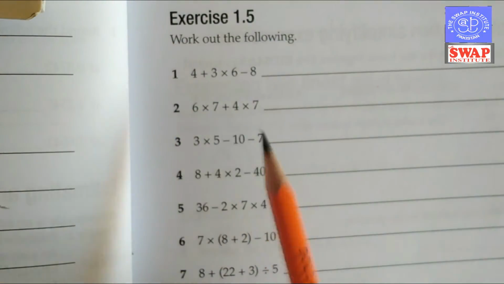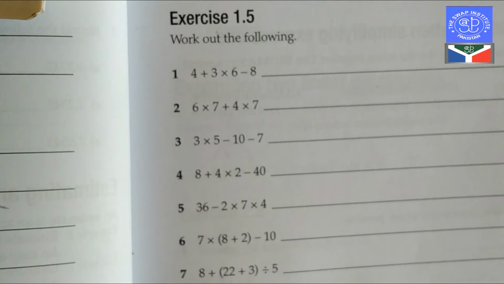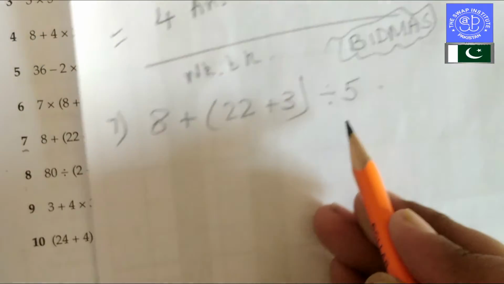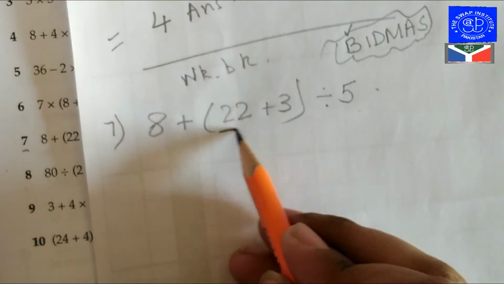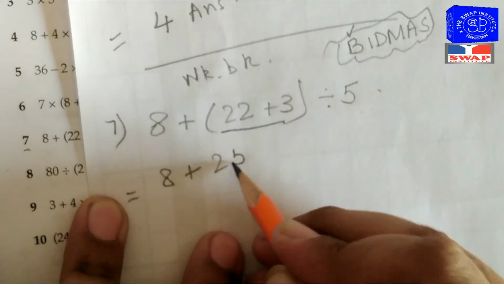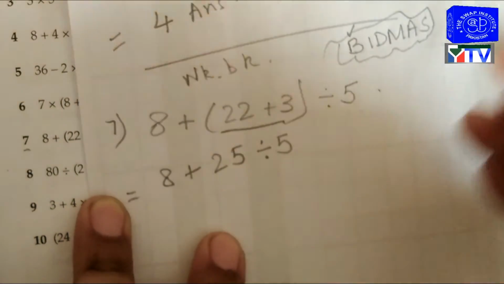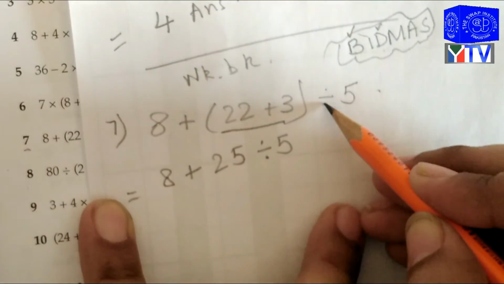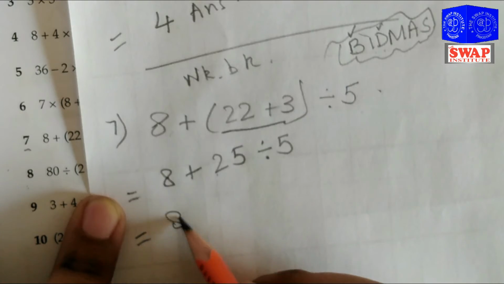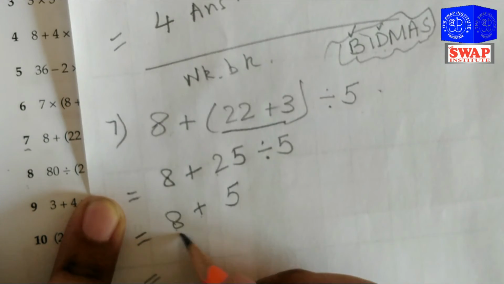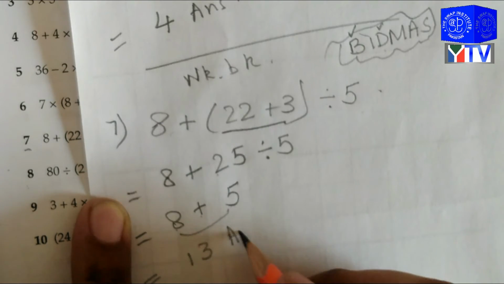Now let's do a question from your workbook exercise 1.5. We will do question number 7. So question number 7 from your workbook is 8 plus 22 plus 3 divided by 5. And we know the rule of BIDMAS, that we have to solve the brackets first. So I will do 8 plus, what is 22 plus 3? It's 25. Then divided by 5. What should I do after brackets? Indices. We don't have any indices, so we will skip it. Then I have to do division. So I will divide 25 by 5. So 25 divided by 5 is 5. Now only one operation is left, that is addition. So I will add both numbers. 8 plus 5 is 13. It's my answer. You see, it's really very easy.